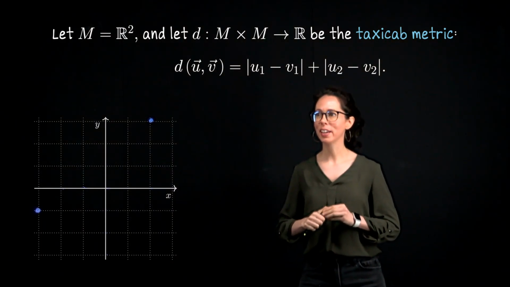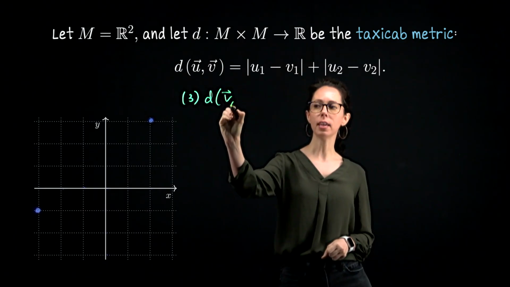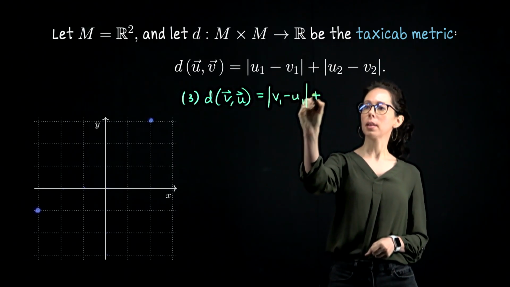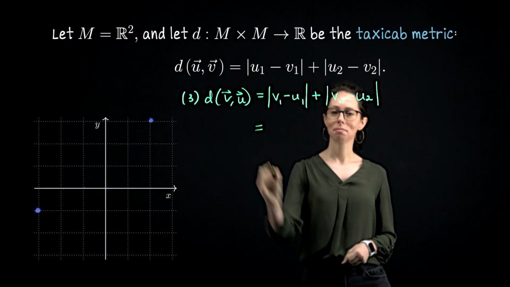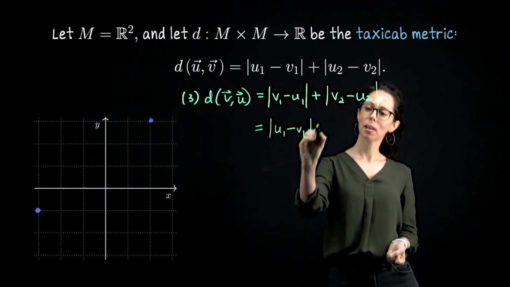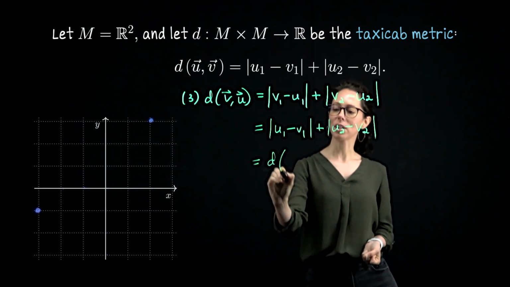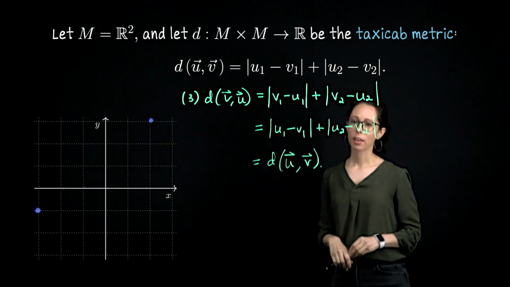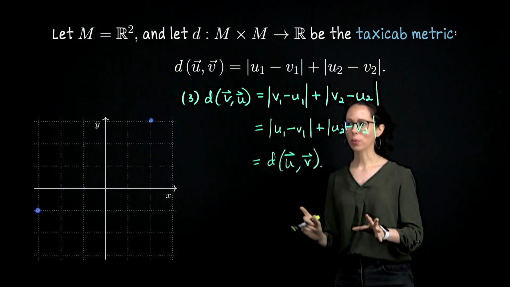All right, for symmetry, we can write that the distance from V to U is the absolute value of V1 minus U1 plus the absolute value of V2 minus U2. But we have symmetry inside the absolute values. So that's the same thing as the absolute value of U1 minus V1 plus the absolute value of U2 minus V2, which is the definition of the distance from U to V. Okay, so symmetry is going to check out, and I think I can squeeze triangle inequality on here.